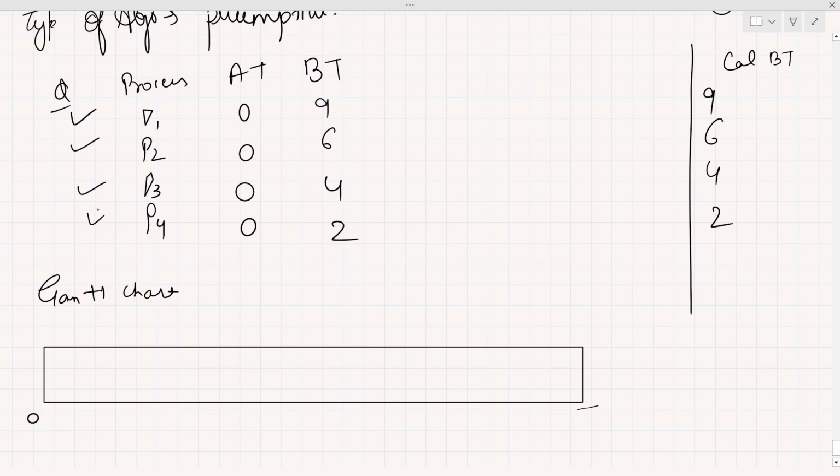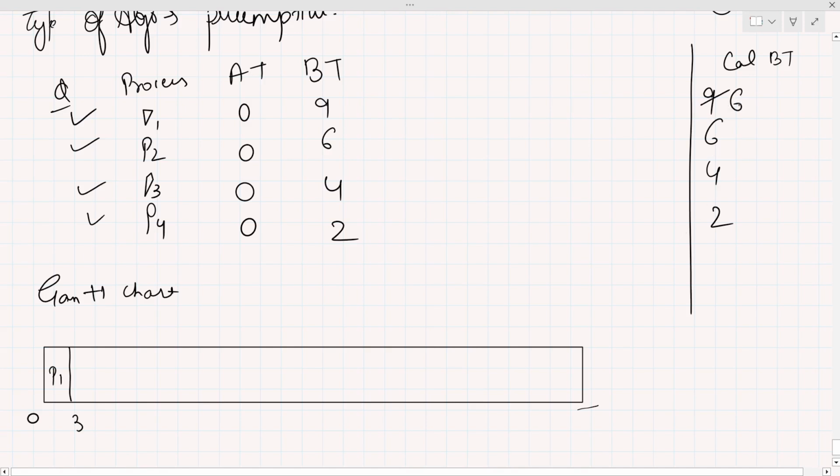Now what happens after that? When all the processes are available, you have to choose the process that has the highest burst time. Among these four processes, P1 has the highest burst time, so definitely P1 will get the CPU till 3. Why till 3? Because when you execute it for 3, the remaining time left is 6.